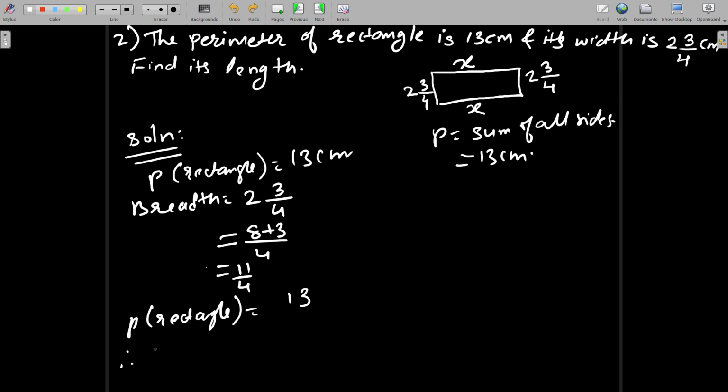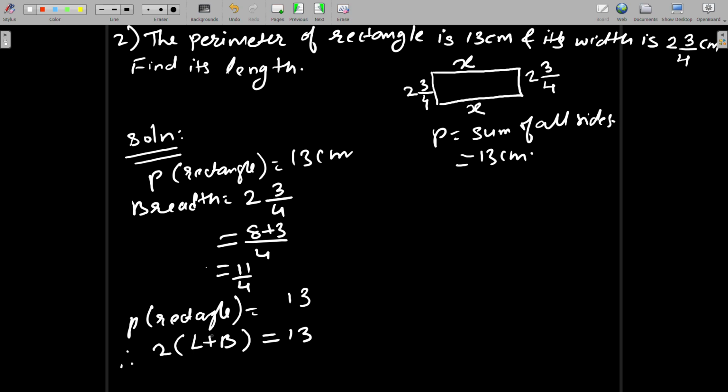So it is 2 into (L plus B), that is length plus breadth, is equal to 13, because perimeter is what? It is the sum of all the sides. Since the opposite sides are equal, length will be twice. Here I can say, if it is 5 centimeter, this will be 5 centimeter, so I can write it as 2 into 5, right? If this is some value, then that's some value into 2.